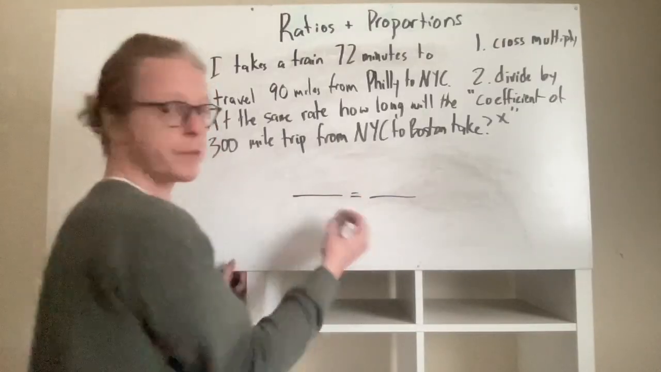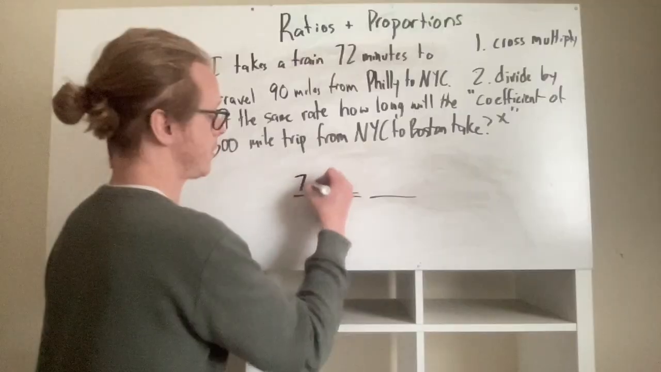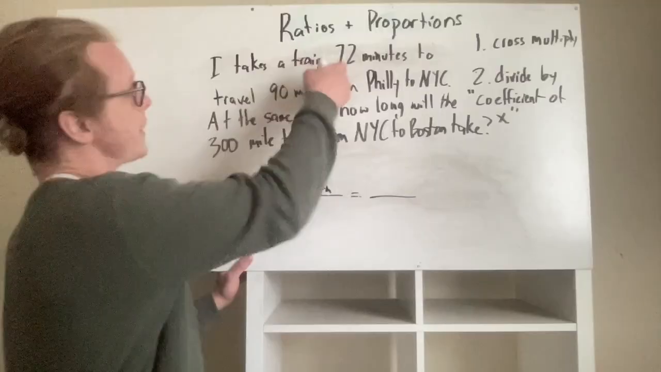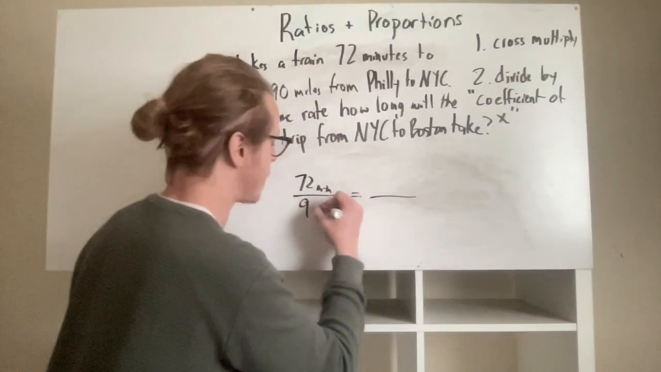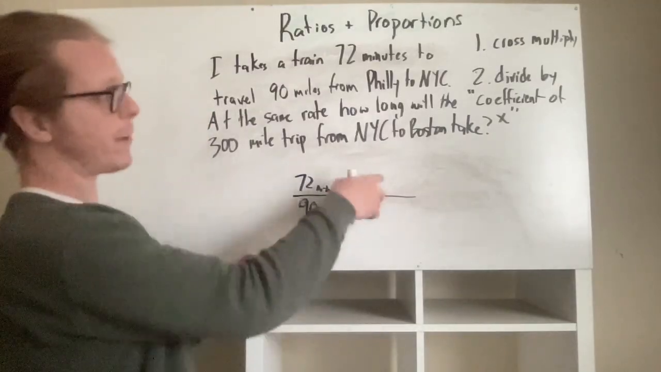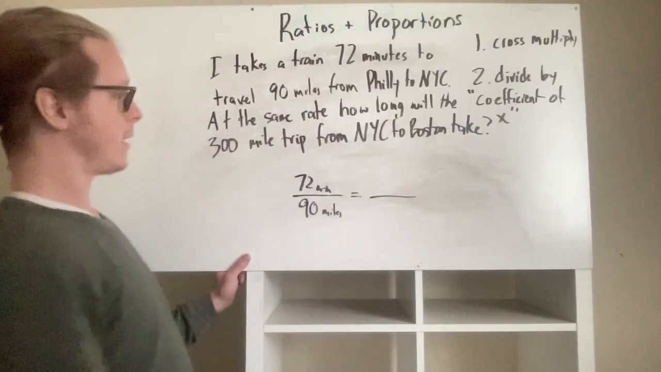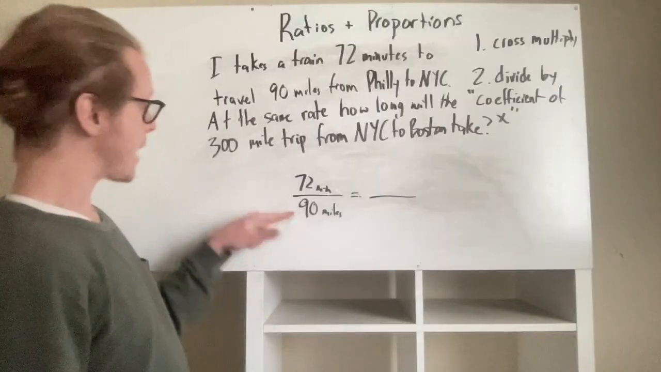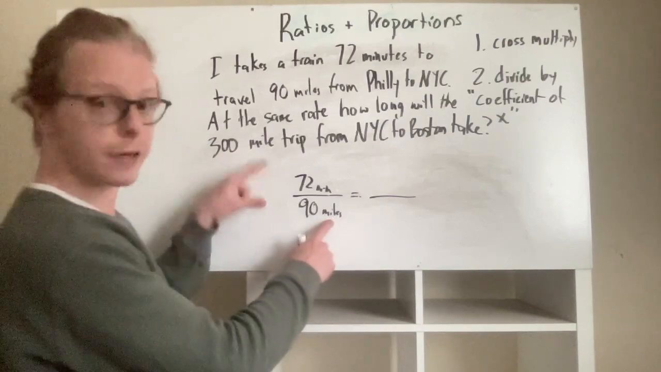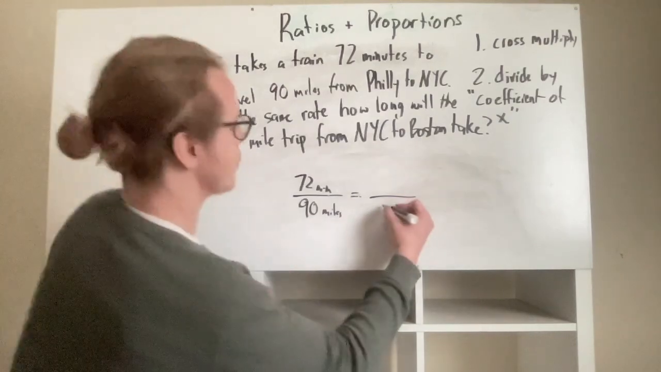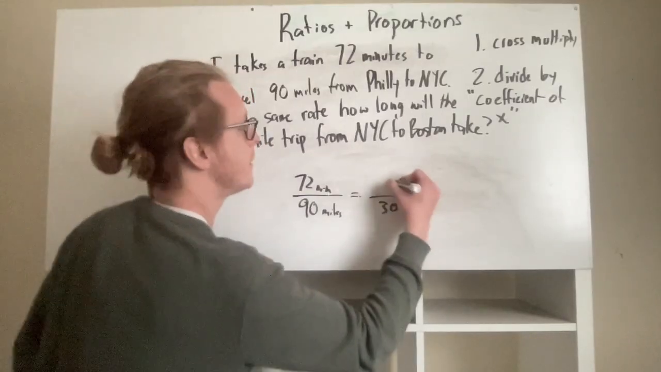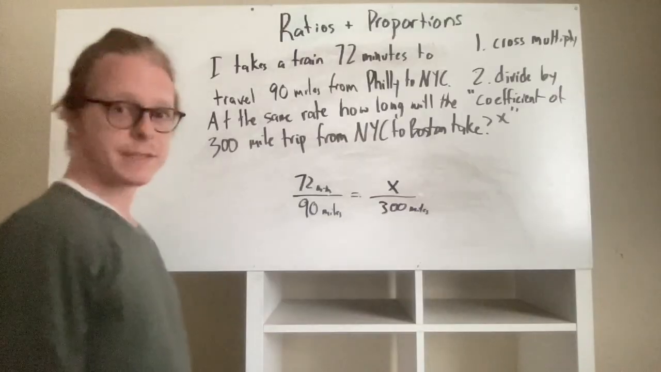So let's pick one. Let's put the 72 minutes on the top, right? The 72 minutes pairs with the 90 miles, so that will go in the denominator. Okay, and then over here, what do I know about the New York City to Boston trip? Do I know the minutes or the miles? I know the miles. Where should the miles go? In the denominator, because the miles was in the denominator here. So 300 miles, and then this is what we don't know, so X.